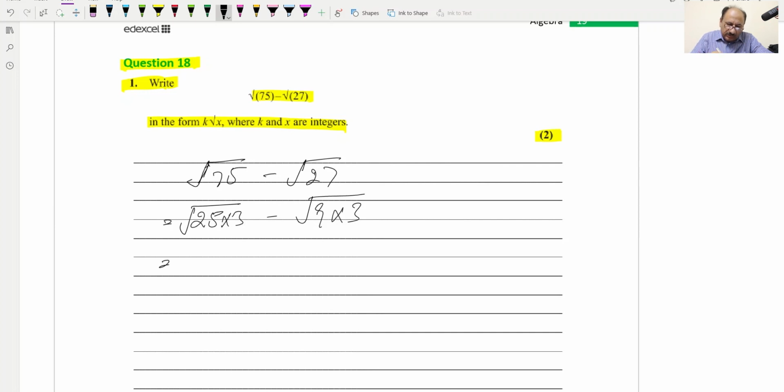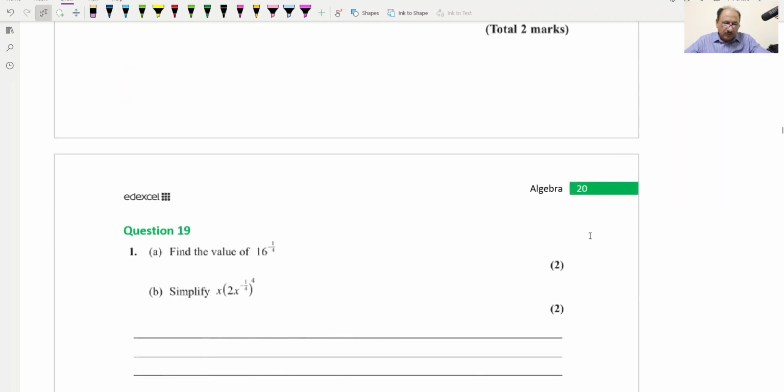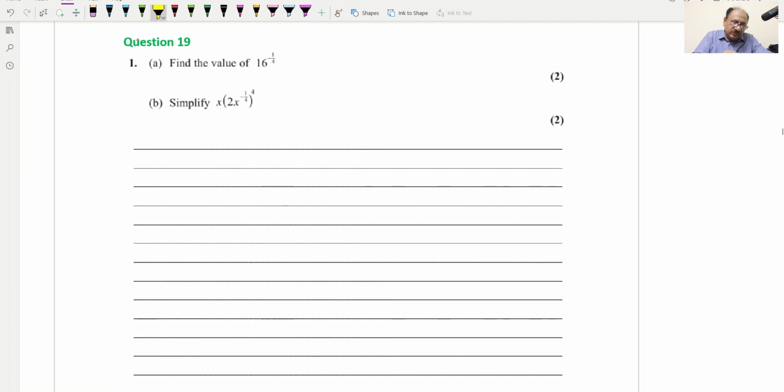So now we can write separately. It will be 25 under root and 3 under root, minus 9 under root and 3 under root. Now 3 under root we can take common, so 3 under root will be common, and inside will be 25 under root, which is 5, minus 3, and this will be equal to 2 under root 3. This will be our final answer, and this is a 2 mark question which we are done. Hopefully you understood this.